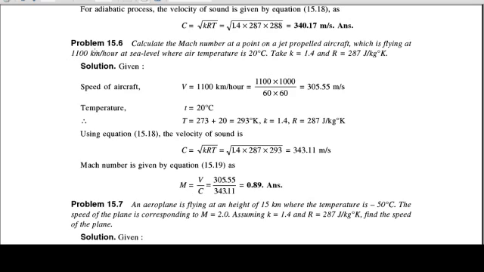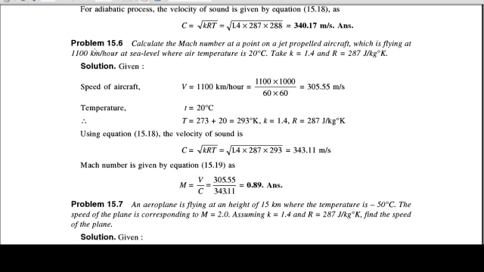Calculate the Mach number at the point on a jet propelled aircraft which is flying at 1100 kilometer per hour at sea level where air temperature is 20 degrees centigrade. Take K is equal to 1.4 and R is equal to 287. So here we have to calculate the Mach number.